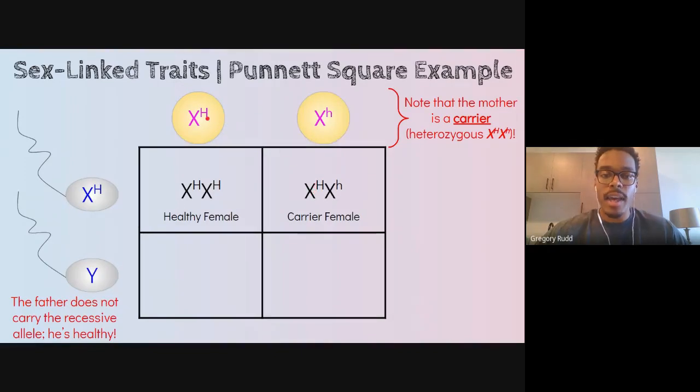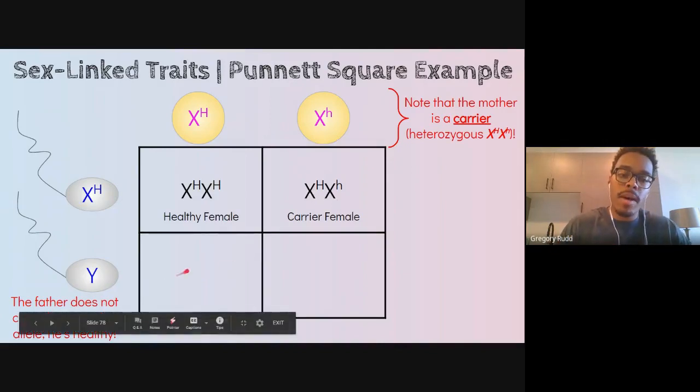The mother is the same way. The mother has a dominant allele, and she also has a recessive allele. So she carries this recessive allele, the gene for hemophilia, in her genes, in her DNA. But she's not affected by it. She just simply carries it. Okay, that's what we mean by a carrier.